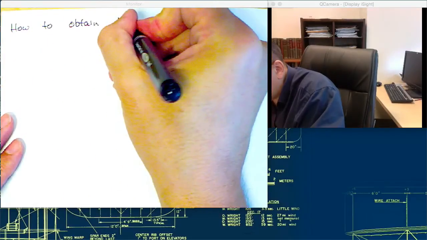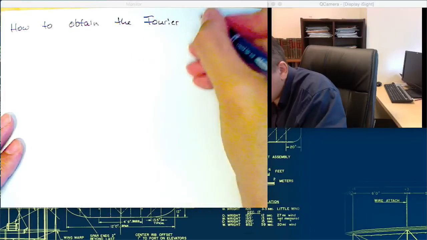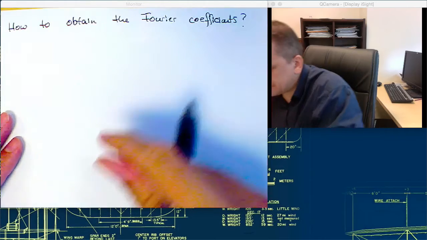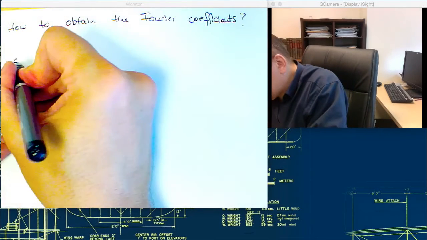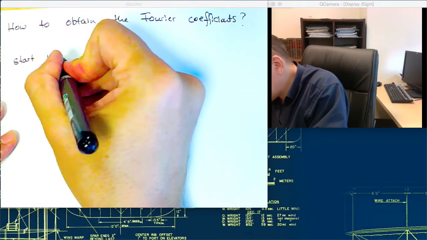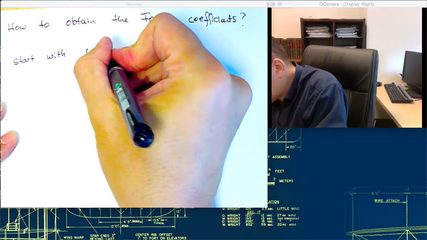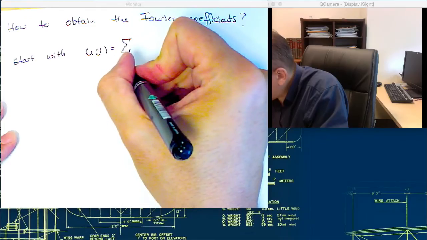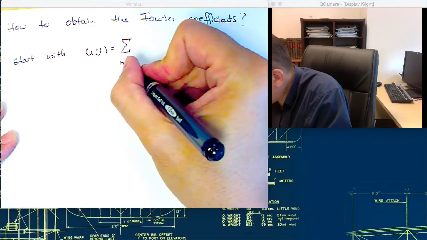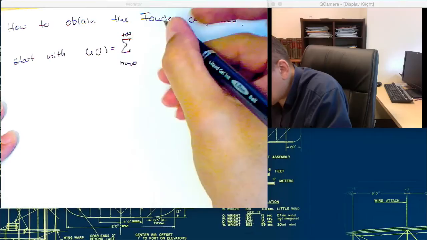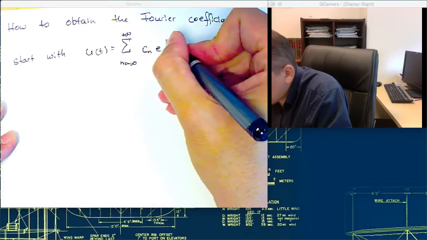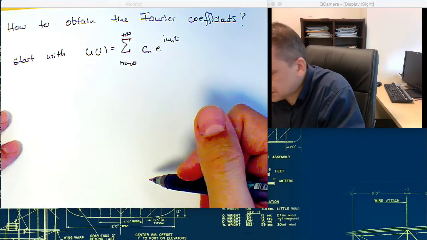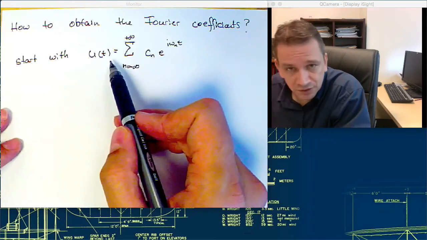To obtain the Fourier coefficients, we start with u of t is equal to the sum, n equal minus infinity to plus infinity, Cn e to the power i omega n t. Okay, so this one is the original description.